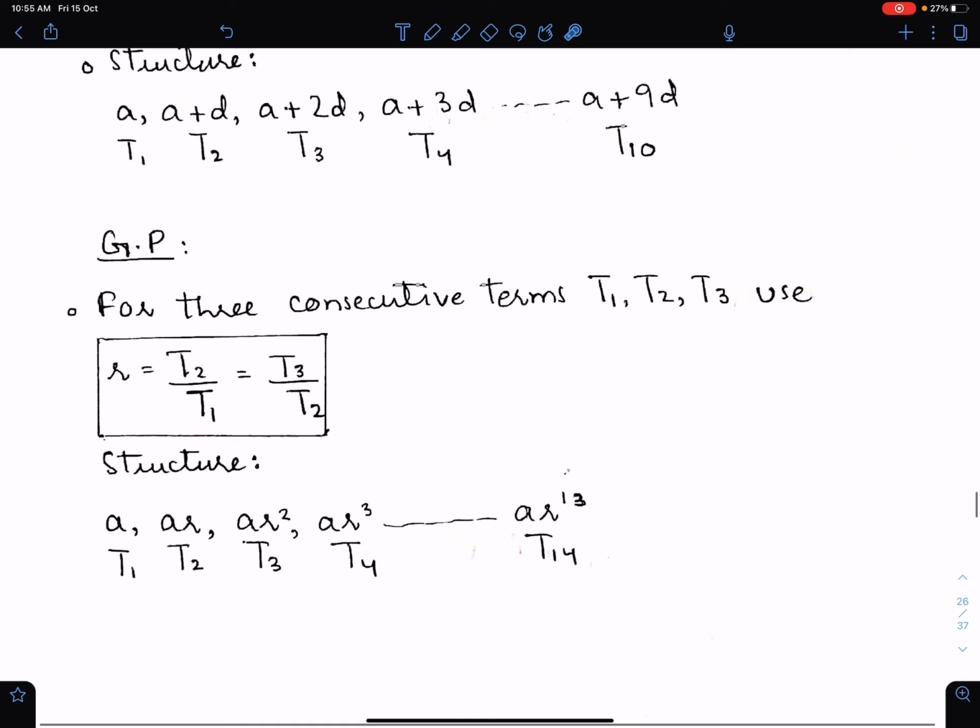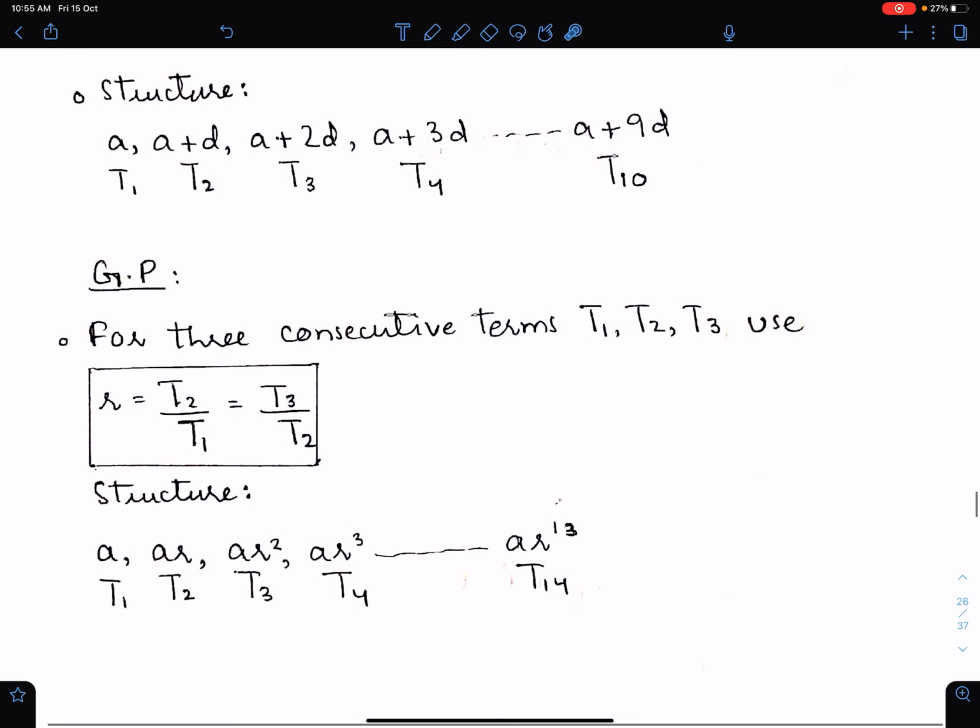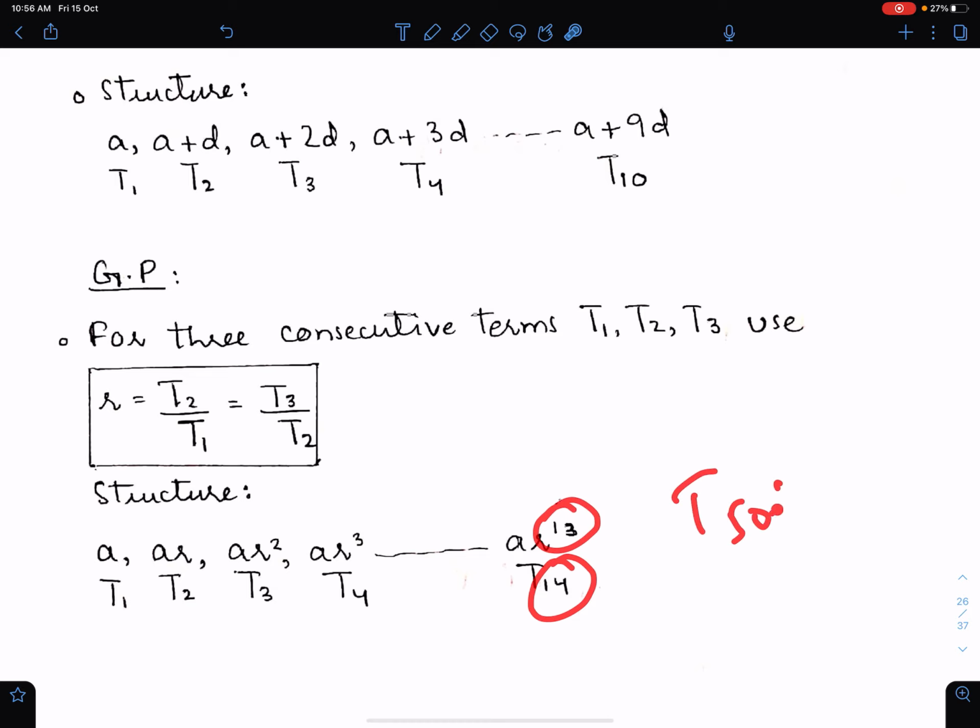GP. For three consecutive terms of GP, like T1, T2, T3, always use this formula: T2 upon T1, T3 upon T2. This formula will make the calculations very simple. And this is the structure of GP: A, AR, AR squared, AR cubed, AR to the 13. See, this number is 1 less than the term number. So if this is 14, this should be 13. If I ask you to write T50, you should write AR to the 49.